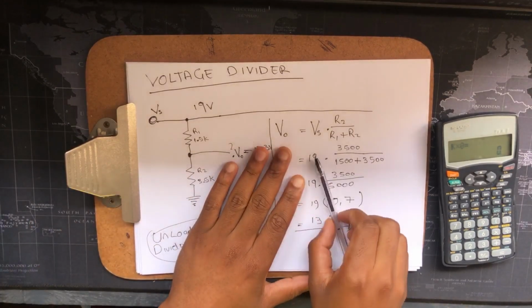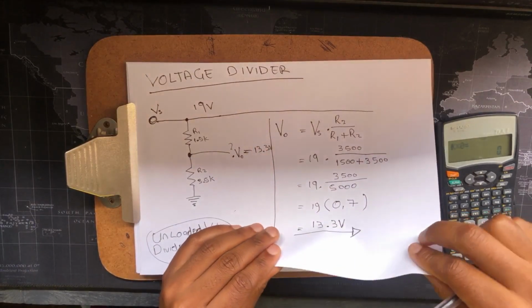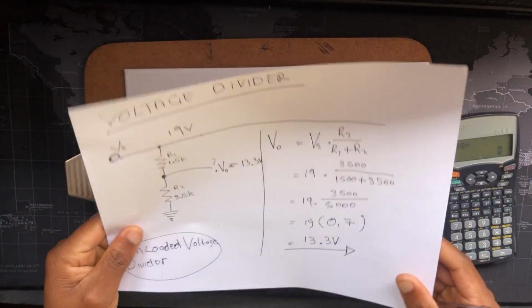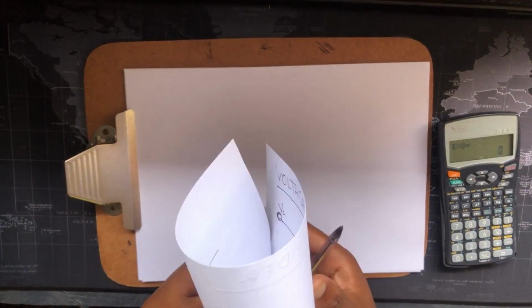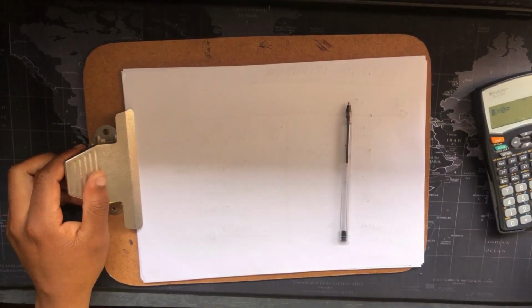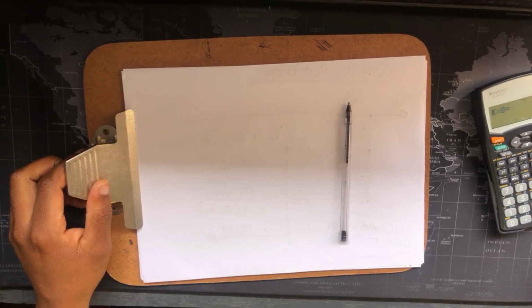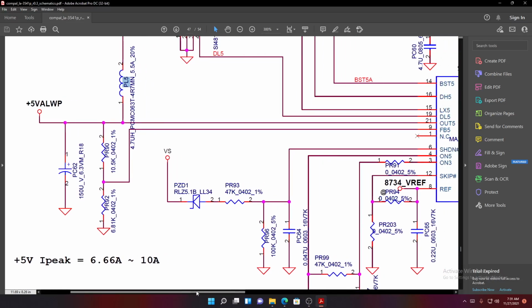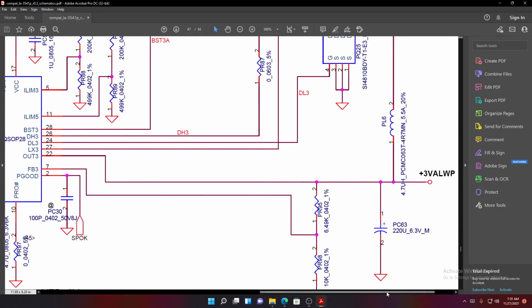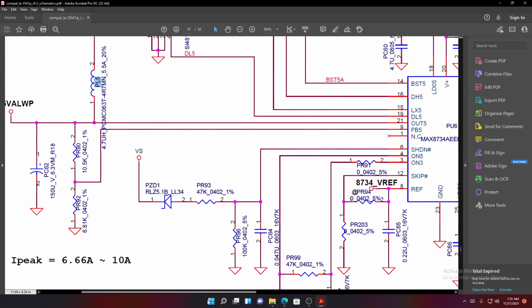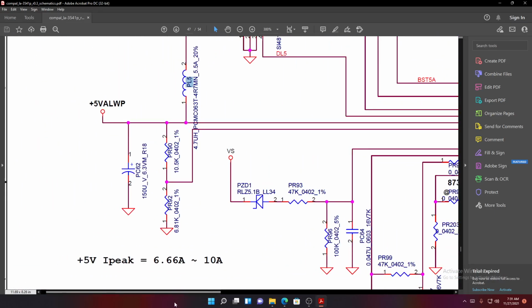Anyway, I hope you did watch my previous video where I was explaining voltage dividers. I hope you did. So today, I will open a schematic, a laptop schematic. I have one here. Okay, so this is what's happened here.